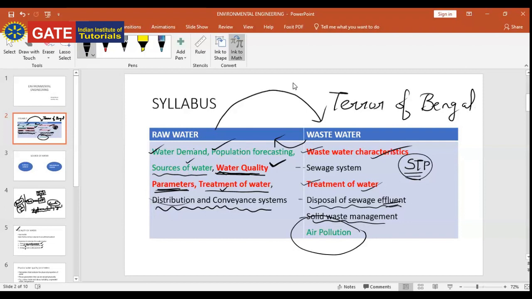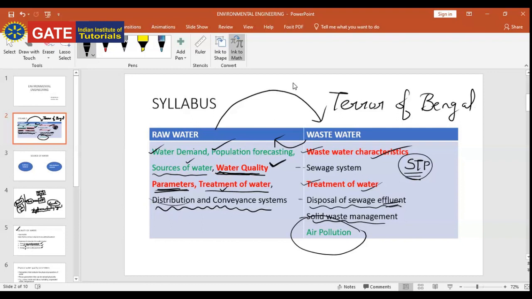So what do we have to do in order to manage this solid waste? We'll be having several different methods. In this case, we have to do volume reduction. What is it? Volume reduction or size reduction we have to do. So how can we do volume reduction or size reduction?